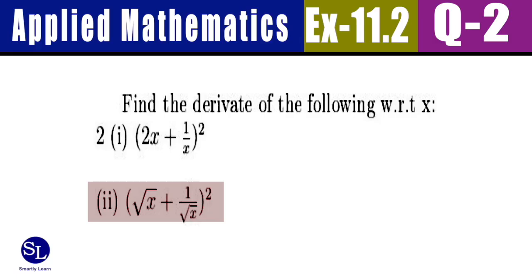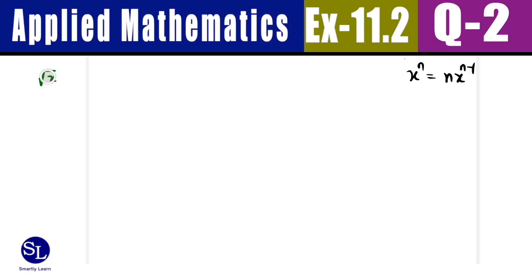Now let's take up the second expression in this question, which is (root x plus 1/root x) the whole square. Again, here it is of the form (a + b) the whole square. So first we're going to use the formula to expand it. a square is root x the whole square, which is simply x.